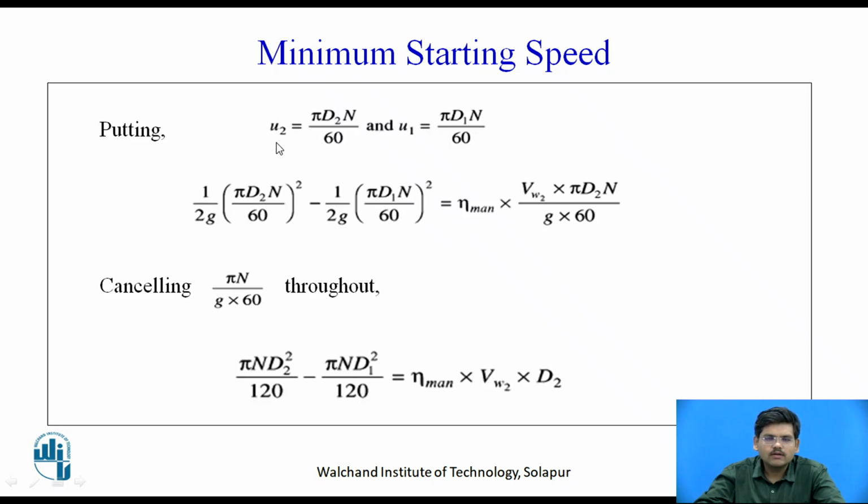Now we know that velocity u2 is equal to pi d2 n upon 60. Similarly, u1 is equal to pi d1 n upon 60. Now substituting these values, we get 1 by 2g (pi d2 n upon 60)^2 minus 1 by 2g (pi d1 n upon 60)^2, which is equal to manometric efficiency into velocity of whirl at outlet plus pi d2 n upon g into 60. Now cancelling pi n upon g into 60 throughout, what we get is this equation.